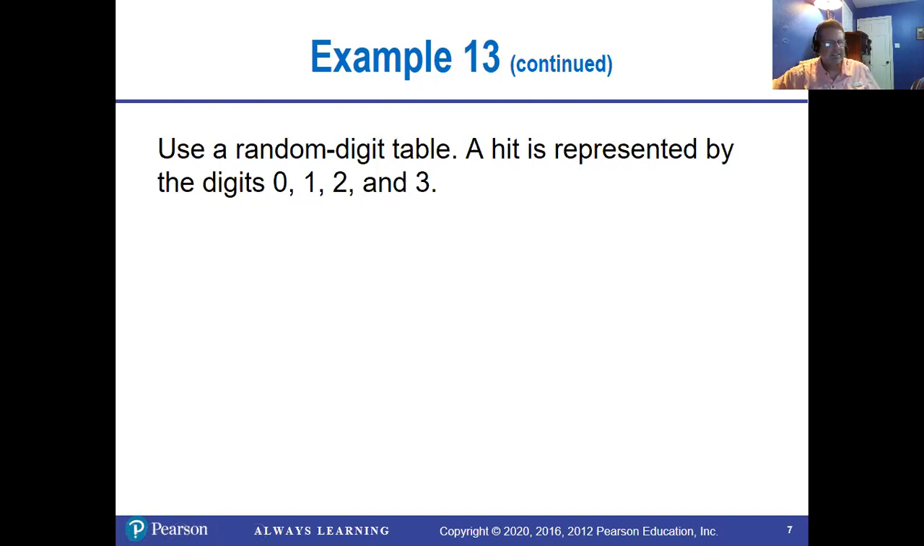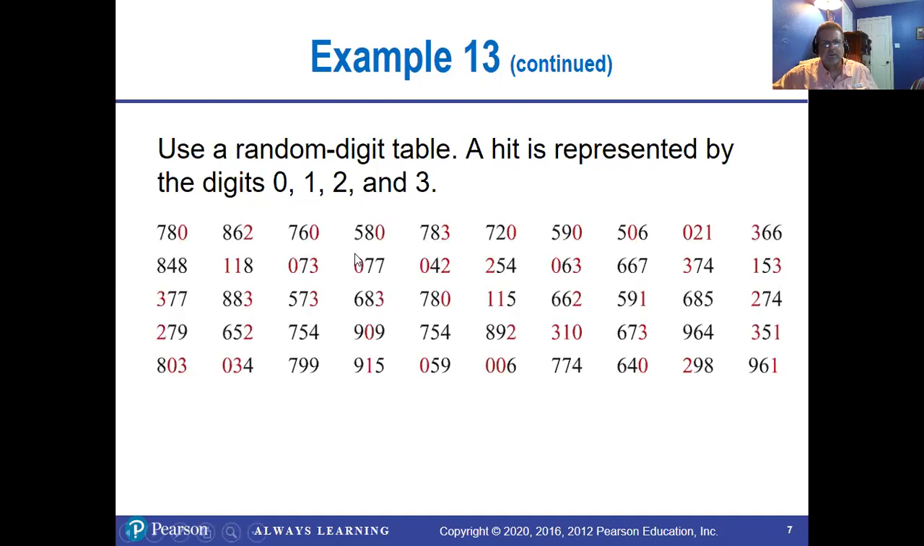Is because he's right now hitting 400, which means 4 out of every 10. So there's 10 digits. They're picking the first 4. You can pick any 4 digits you want. They're using 0, 1, 2, 3 to be their hits, and the other 6 numbers are going to be outs.